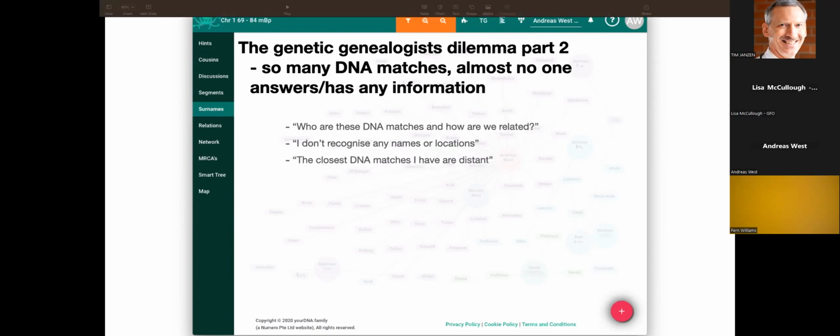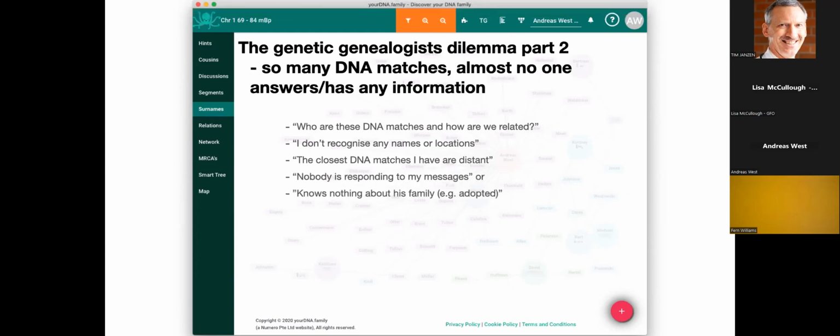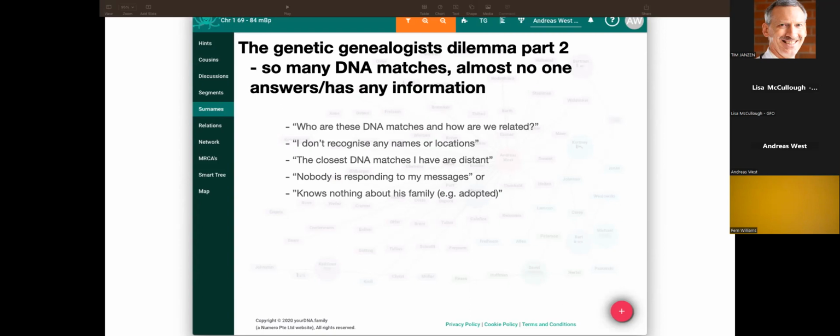And then the other problem is that the closest DNA match that I have is very distant, meaning probably a fourth or fifth cousin, or what's sometimes called a distant cousin. And nobody has been responding to my messages or knows anything about his family. For example, people that have been adopted, obviously it's not out of disinterest, they just don't have any information. I'm happy to help them and have successfully helped a couple in the past to find their birth parents. And the last point, we had that before, I only have limited time for genealogy, right? Which is I think something that everyone has.